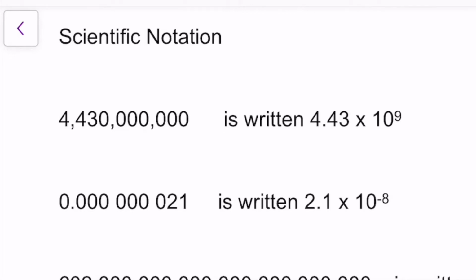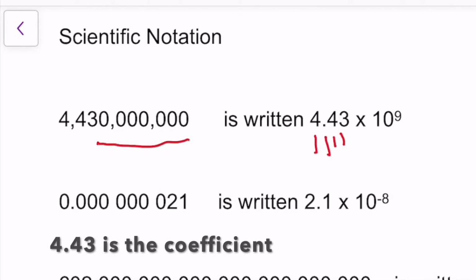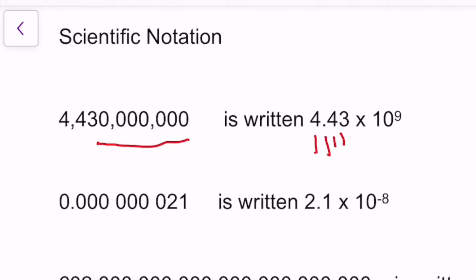So we have a bunch of zeros here, but we don't want to write out all of the zeros. So what we do is we have our non-zero digit, followed by a decimal, followed by the rest of our digits that are not zeros that we don't need, multiplied by 10 to the power of however many times we move the decimal place over. Here we move the decimal place over, let's see, 1, 2, 3, 4, 5, 6, 7, 8, 9. We moved it over 9 times, so 9 is our exponent.